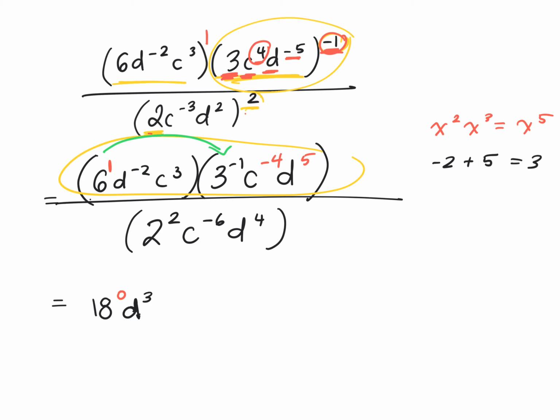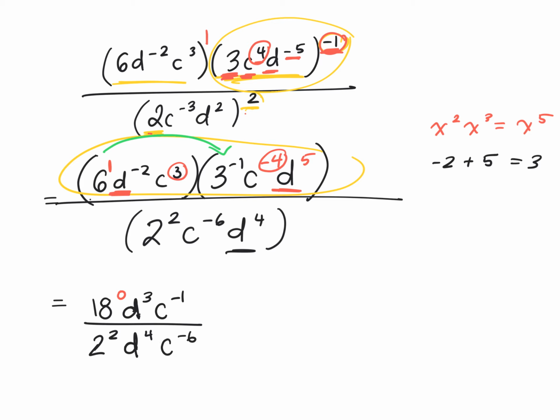Excellent. Because this power and this power have the same base, the power of negative 1. Good. So it's c, and it's 3 plus negative 4, so it's negative 1. Negative 1. Good. Okay. So we've now simplified our numerator. And we're going to take that and divide it by 2 to the power of 2. I'm going to write d over here underneath. d to the power of 4 and c to the power of negative 6.